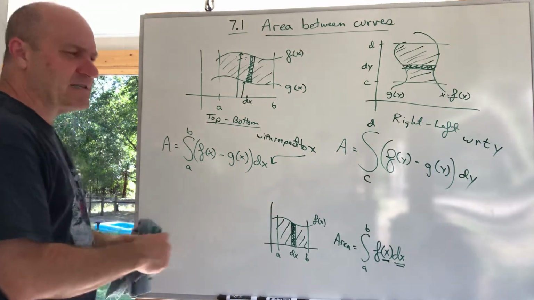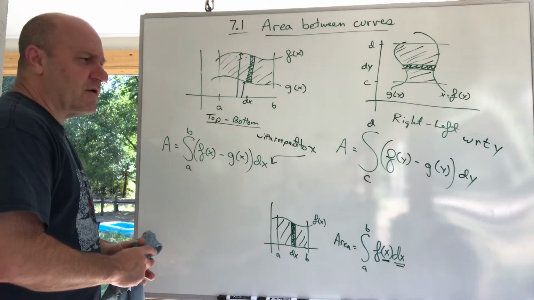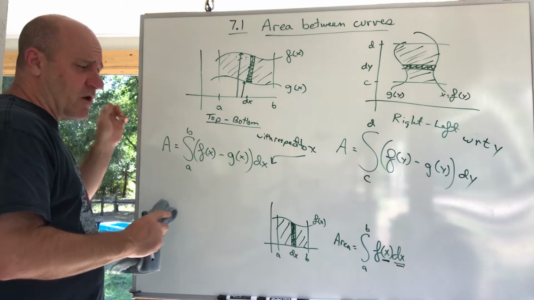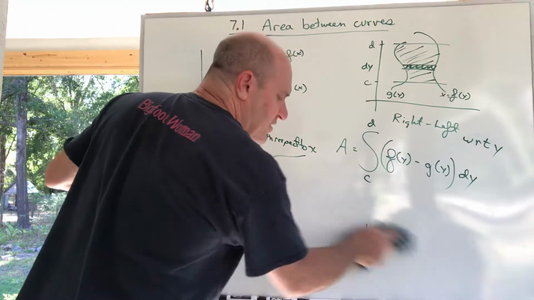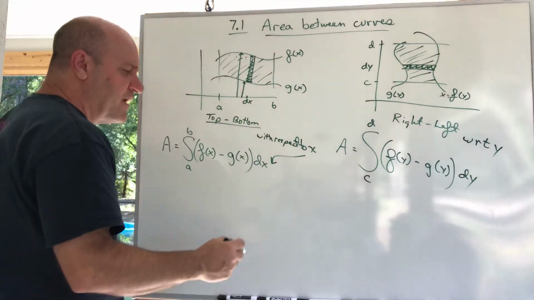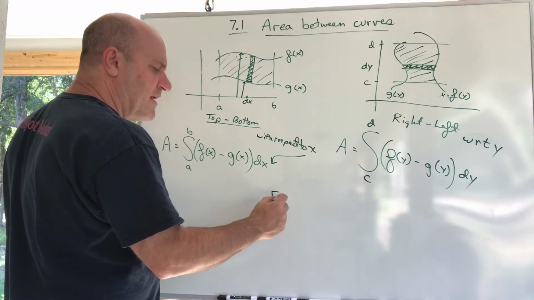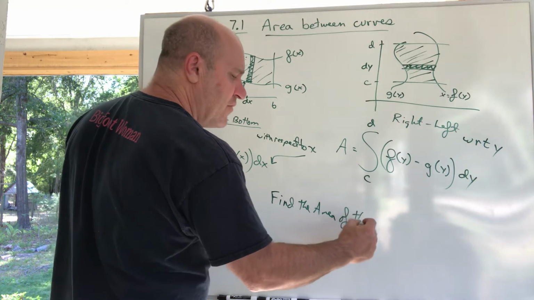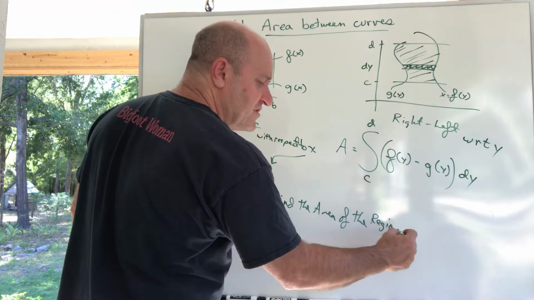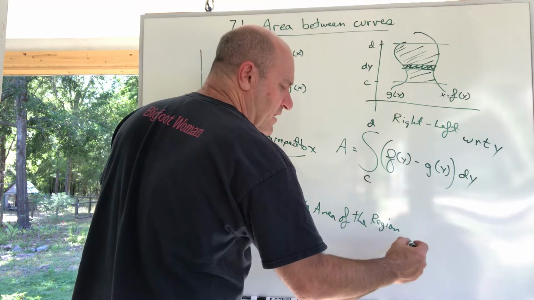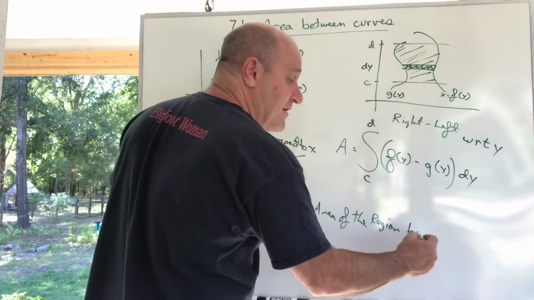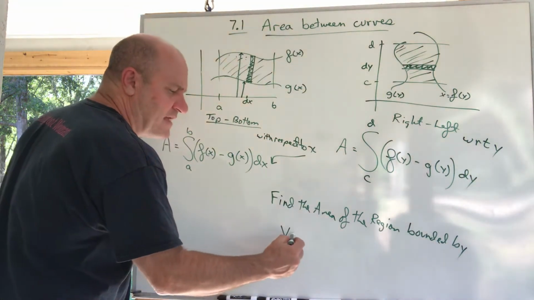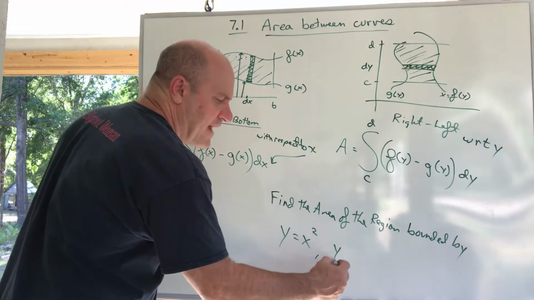I think I want to erase this, so I got a little room to do a problem. So these are notes. These are in the book. This is just the concepts behind what's going on. It's fun to explain the concepts. Here, let's do this problem. So we say, find the area of the region bounded by y equals x squared and y equals x cubed.